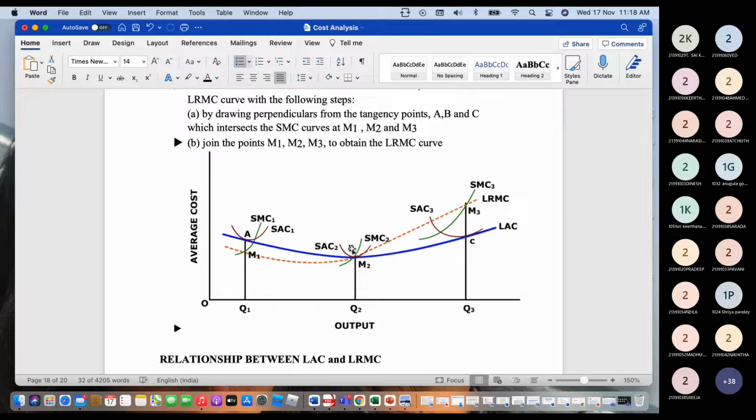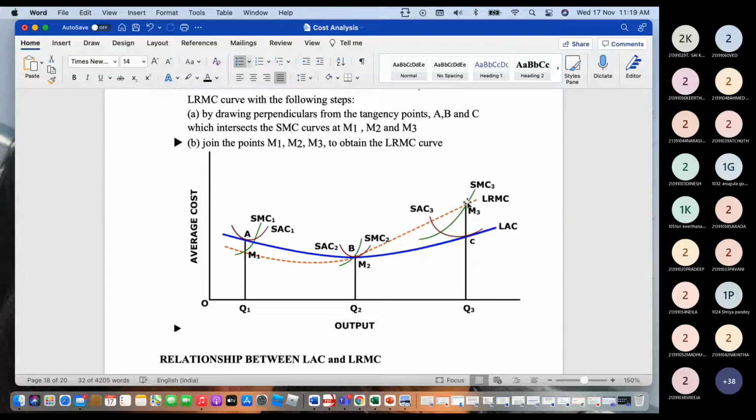So if you look into this green, students, green curves, these are all SMC curves. SMC1, SMC2, SMC3. And then we have drawn a dotted red line, which we have written is long run marginal cost, LRMC. And if you see the dotted line, you will see that this dotted red line is touching all the SMC curves. It is touching the SMC1 here at below. Then it is touching the SMC2 at this point, that is the minimum point, and then it is touching the SMC third one, which is at the upper part of the SMC curve.